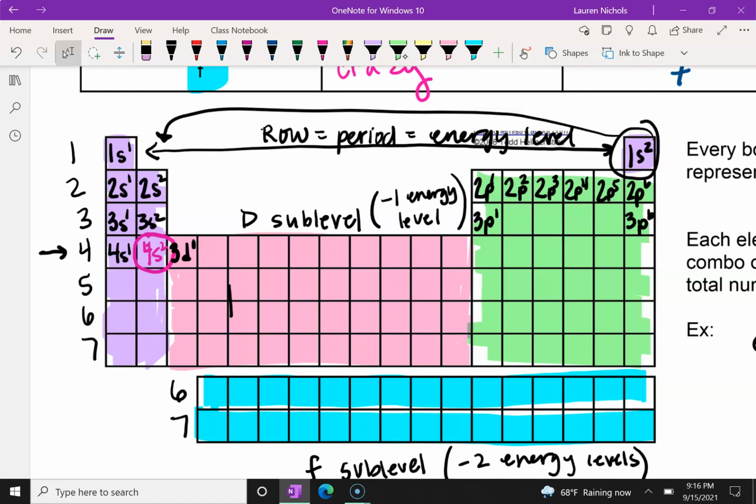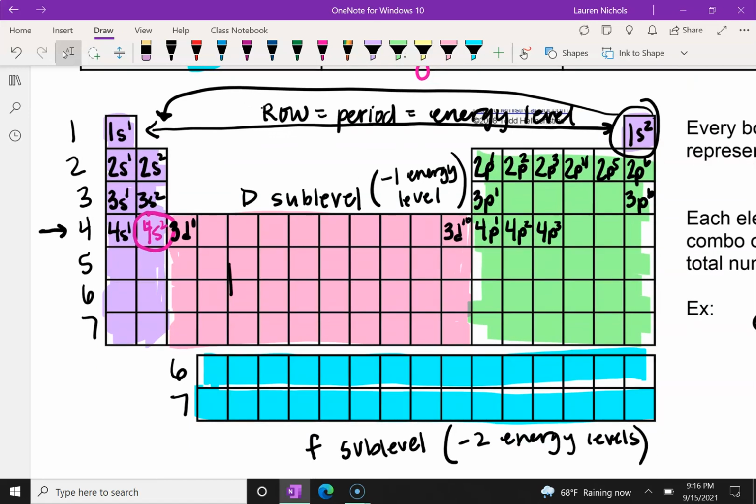So this is 3D1 and it goes all the way to 3D10. And then once you get back to the P section, it picks back up at 4P1, 4P2, 4P3. So you always have to remember to subtract 1 energy level. For the F sublevel, you subtract 2. So these kind of get put right here.